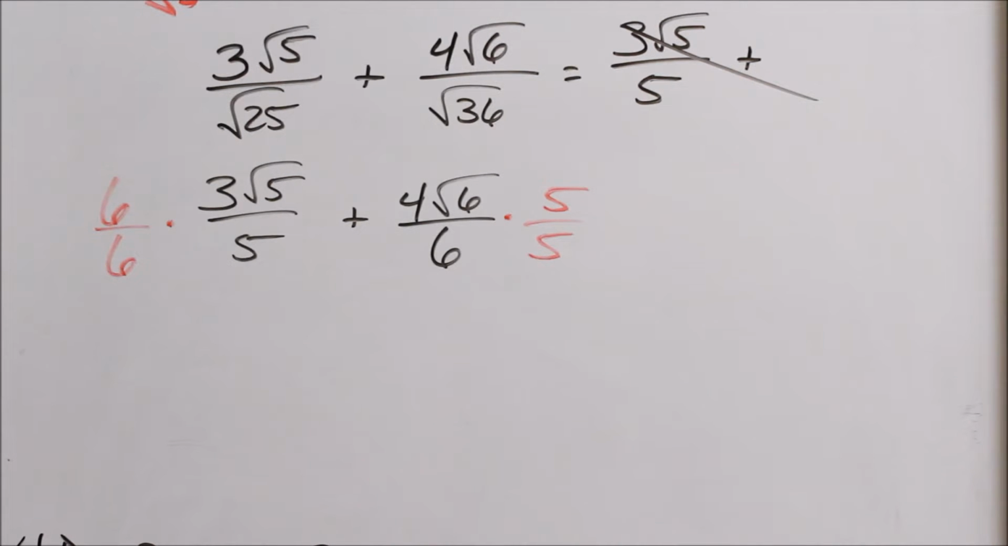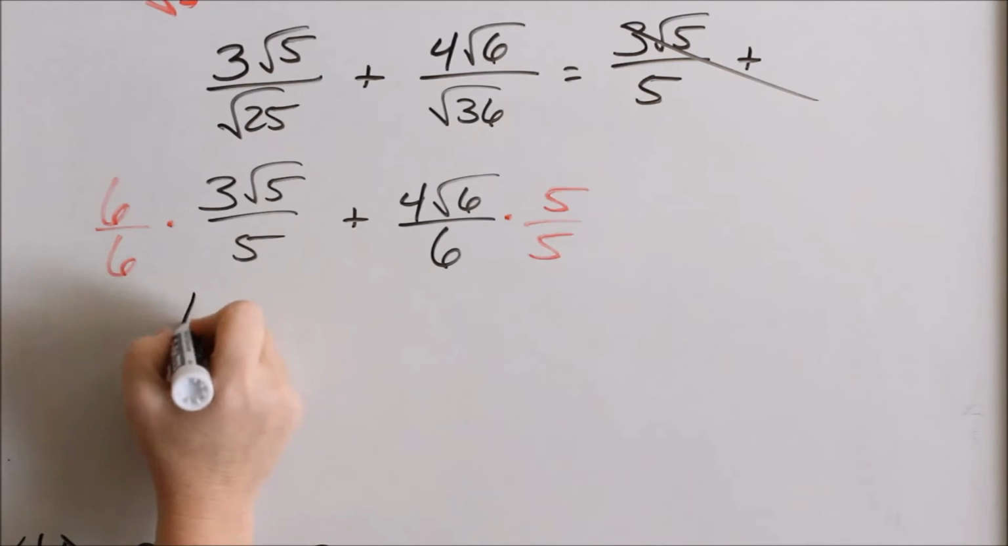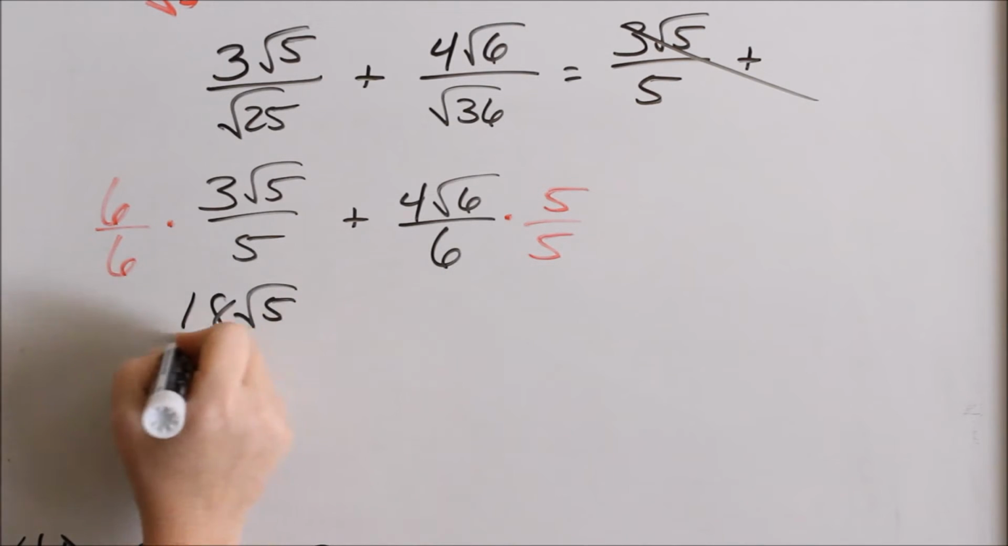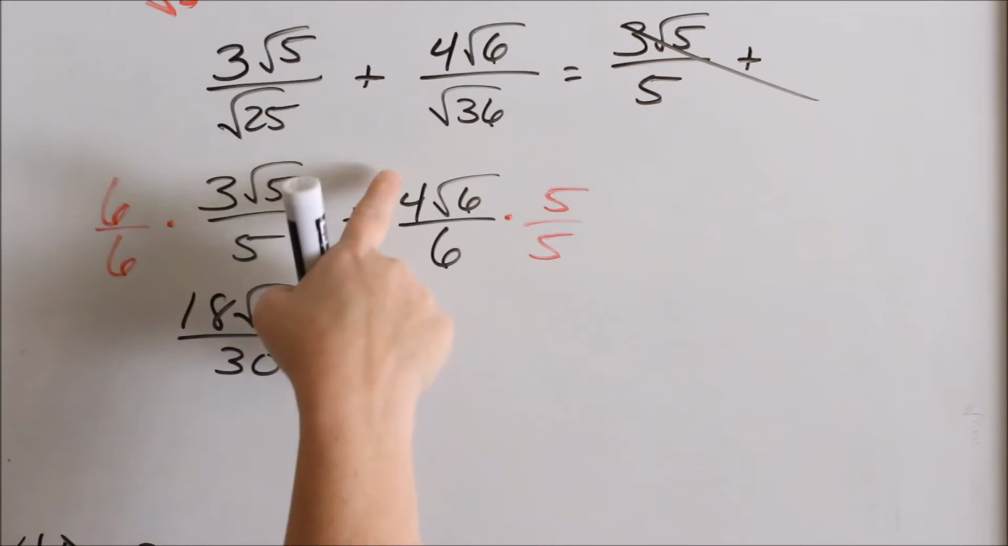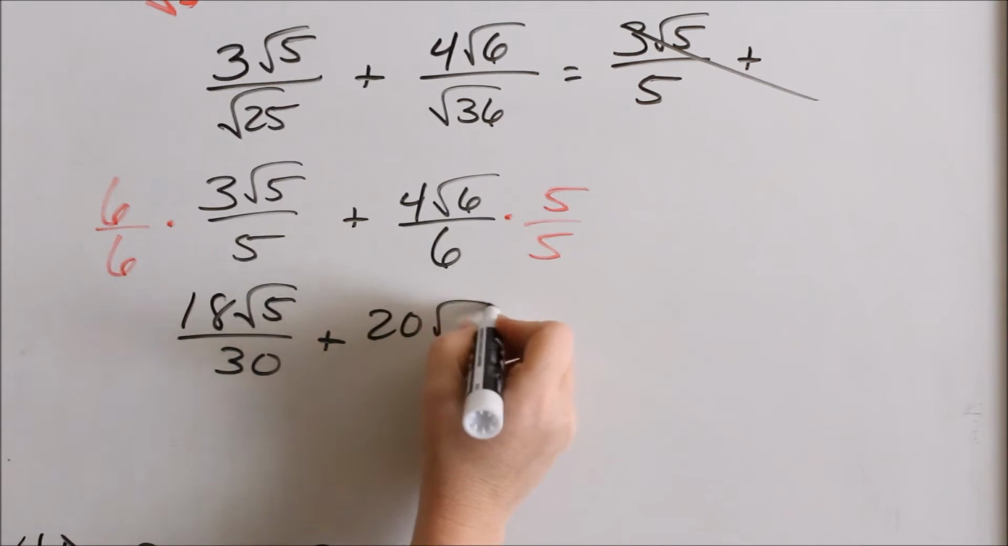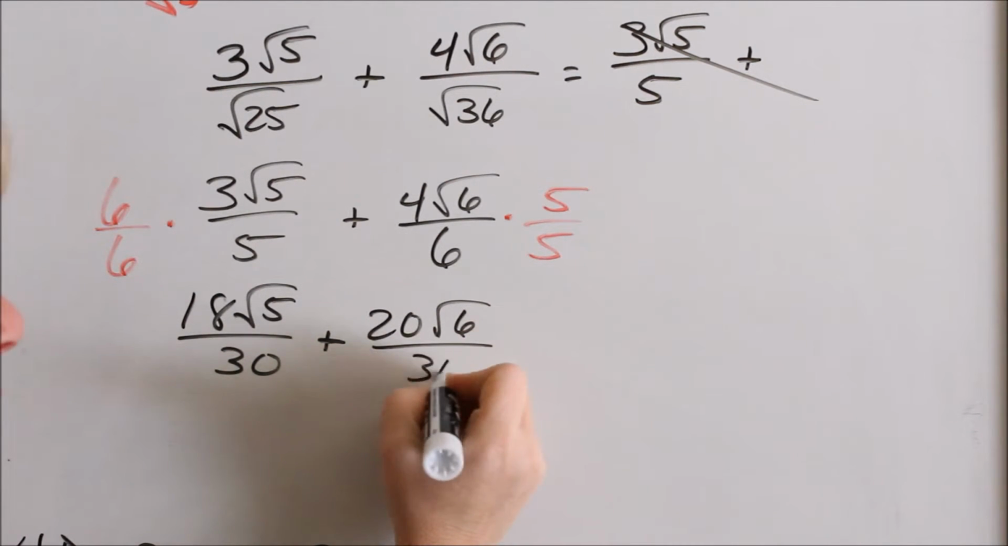Now, rules of multiplying numbers and radicals. Numbers to numbers, radicals to radicals. 6 times 3, 18, square root of 5, all over 30. 5 times 4, numbers to numbers. So that'd be 20, square root of 6, all over 30.